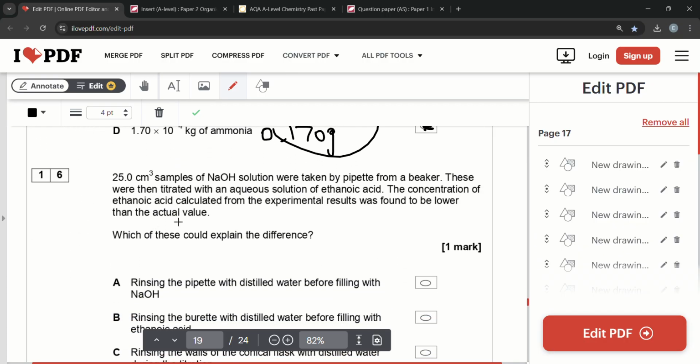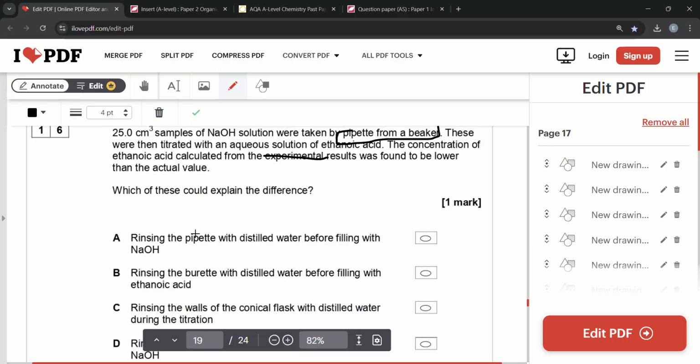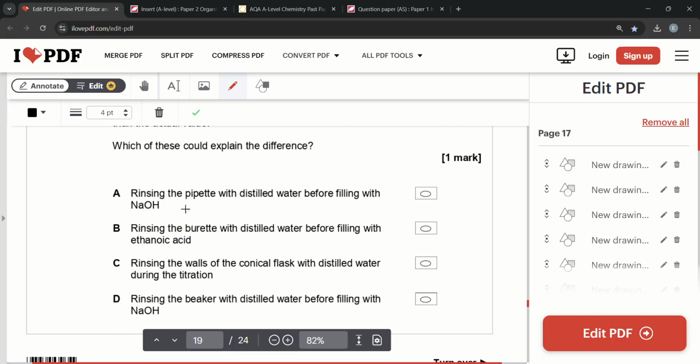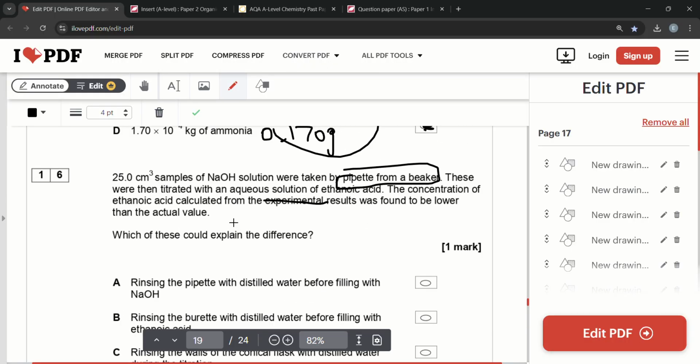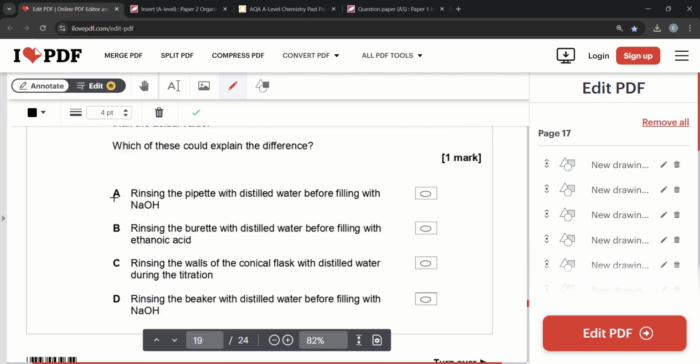Which of these could explain the difference? 25 centimeters cubed of NaOH was taken by pipette from a beaker. These were then titrated in an aqueous solution of ethanoic acid. The concentration of ethanoic acid calculated from the experimental results was found to be lower than the actual value. Which of these could explain the difference? Rinsing the pipette with distilled water before filling with sodium hydroxide. No. Rinsing the burette with distilled water before filling with ethanoic acid. Definitely.